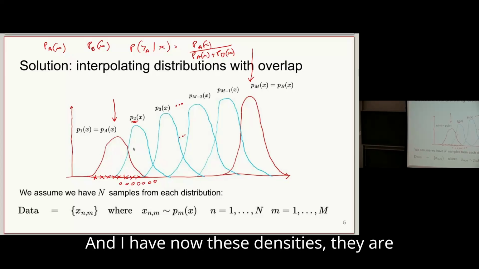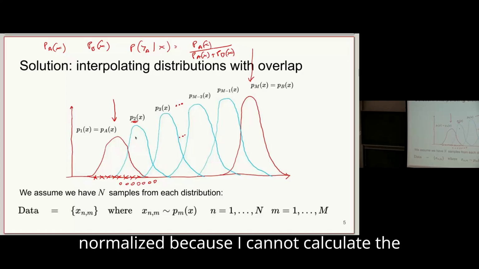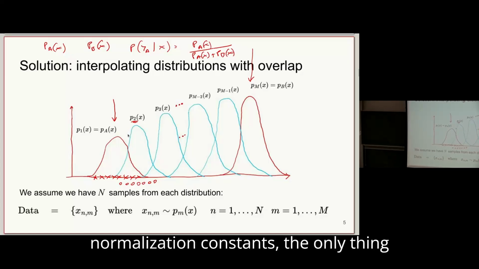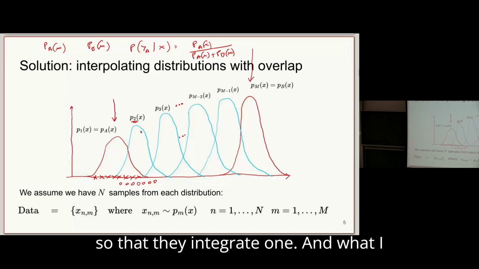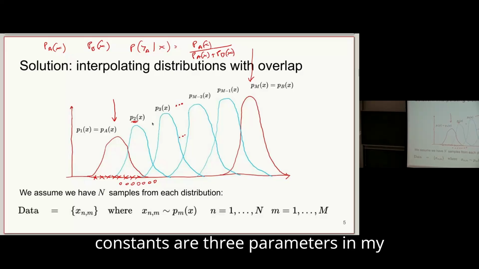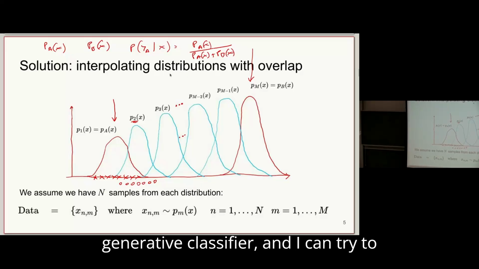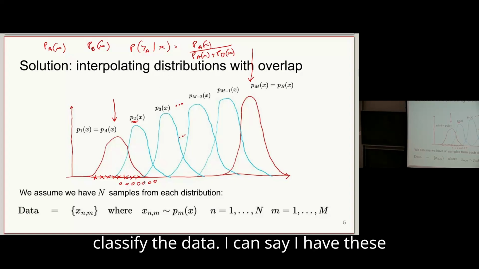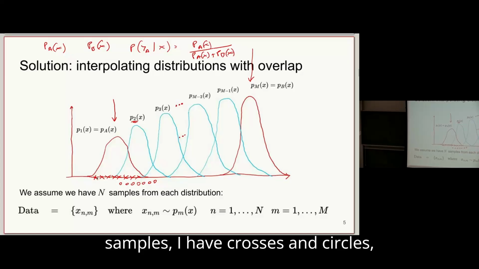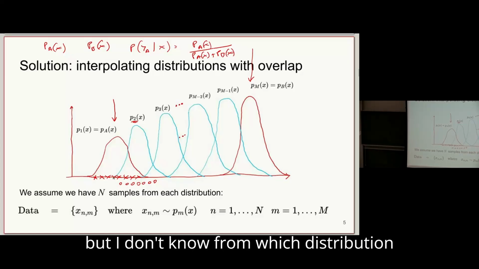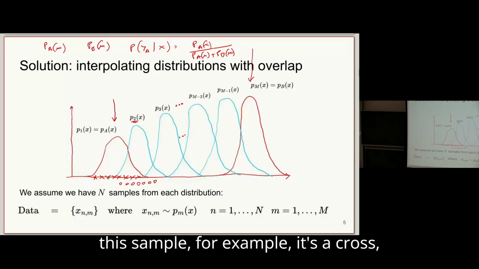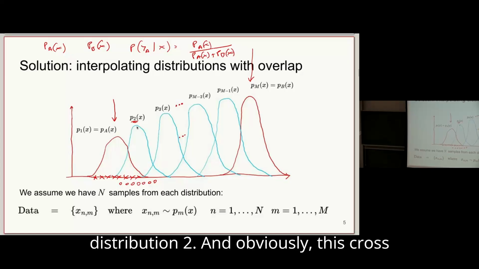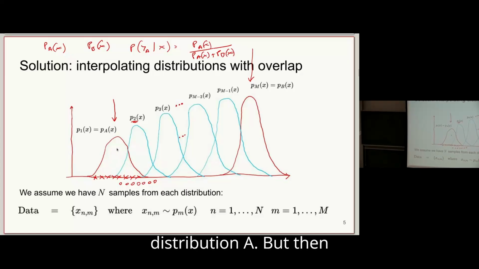And I have now these densities. They are not normalized because I cannot calculate the normalization constants. But the normalization constants, the only thing that they do is they scale the curves so that they integrate to one. And what I can do is assume that the normalization constants are free parameters in my generative classifier. And I can try to classify the data. I can say, I have these samples, I have crosses and circles, but I don't know from which distribution they came. Now, I have this sample, for example, is a cross, and I can calculate the probability that it comes from distribution A or distribution 2. And obviously, this cross here is quite likely to come from distribution A.